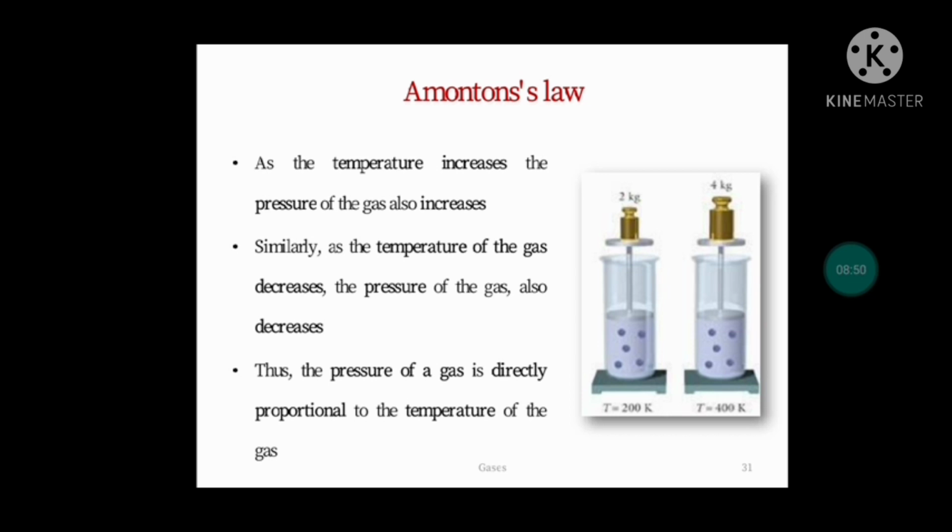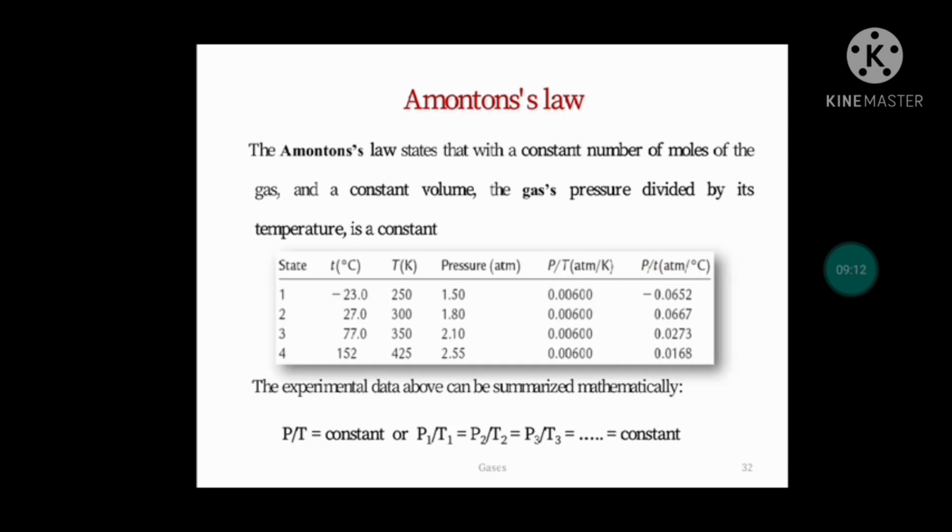As temperature increases, the pressure of the gas also increases. You can check it here, as temperature increases, pressure of the gas also increases, and as temperature decreases, pressure of the gas also decreases. So pressure of the gas is directly proportional to the temperature, and the mathematical expression we get for Amonton's law is P1 upon T1 is equal to P2 upon T2 is equal to constant.